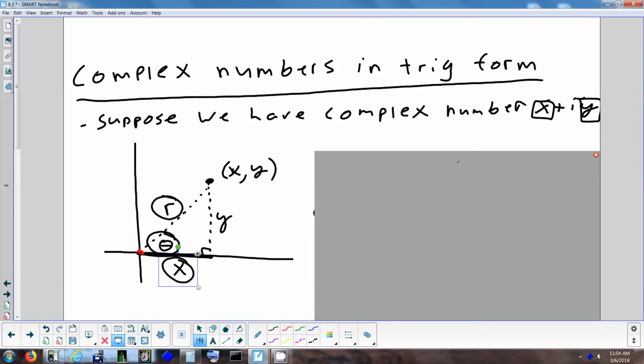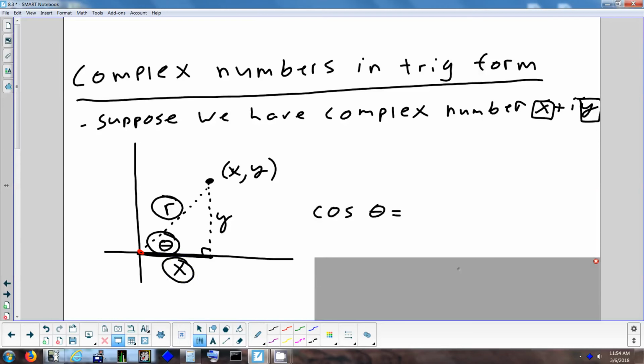Adjacent and hypotenuse. What function has those two things in it? Cosine. So we're going to write down cosine equals adjacent over hypotenuse. Now I want to get X by itself. So what would I multiply each side by to do that? R. Multiply both sides by R. Times R, times R. Now you get R cosine theta equals X.